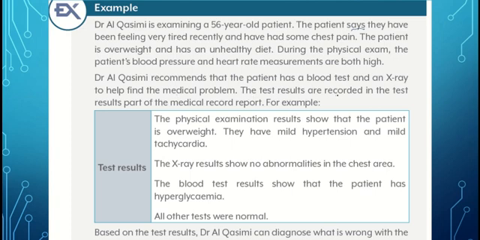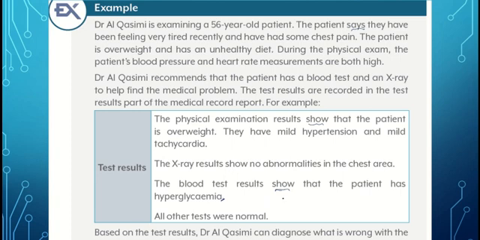The test results are recorded in the test result part of the medical record reports. For example, test result: the physical examination results show that the patient is overweight. They have mild hypertension and mild tachycardia. The X-ray results show no abnormalities in the chest area. The blood test results show that the patient has hyperglycemia, so much sugar in the blood. All other tests were normal.